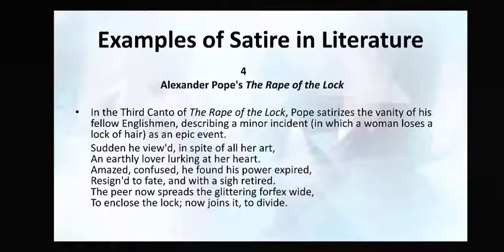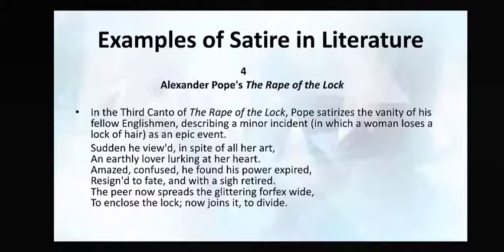Then another fine example of satire that we usually study in our postgraduate classes is Alexander Pope's The Rape of the Lock. Now, this poem is a complete satire in more than one sense. For example, in the third canto of The Rape of the Lock, Pope satirizes the vanity of his fellow Englishmen, describing a very minor incident. If we have read The Rape of the Lock, we know that in this, the woman loses a lock of hair, which has been enacted as an epic event.